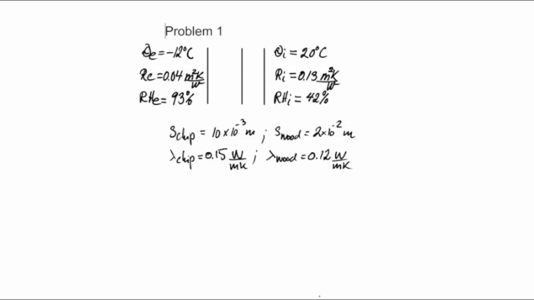As always, we start with writing up the problem. On the right hand side you can see the important information for internal, and on the left hand side the important information for external. I have listed up the thickness for chipboard and wood, and the thermal conductivity for chipboard and wood. So what I have done is I have figured out the sum of resistance, the U value, and the heat transmission, so I can find the temperature gradient. And this is what I'm going to show you in a model of solution.